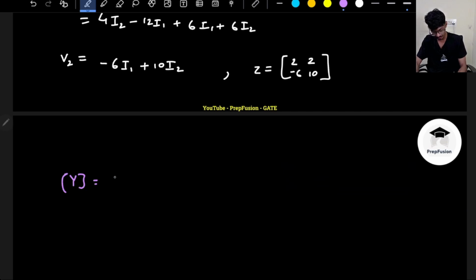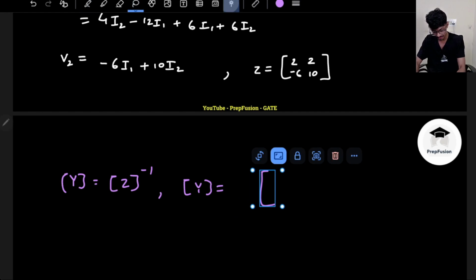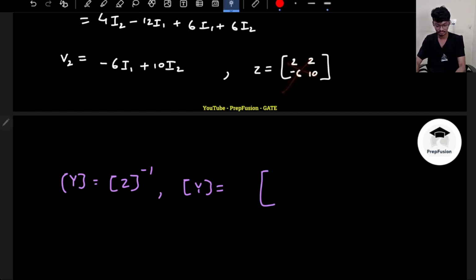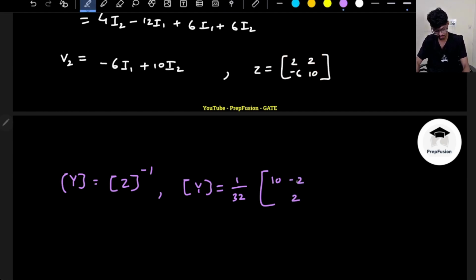So it is very simple. Y parameter is the inverse of Z parameter. Okay. So you can write that my Y parameter will be equal to the inverse of this matrix. So how do we find the inverse of a matrix? We divide by the determinant, that is 20 plus 12, so it will be 1 by 32 outside the matrix, and the main diagonal elements will be swapped. So this will be 10, this will be 2, and for the off diagonal elements the sign will change. This will be minus 2, this will be plus 6.